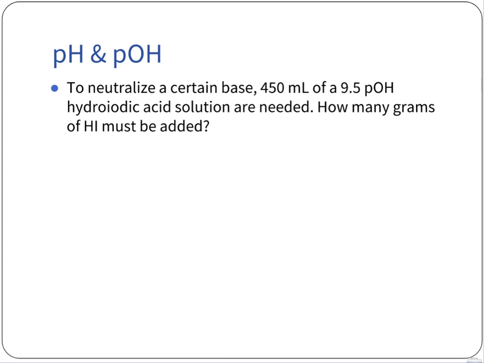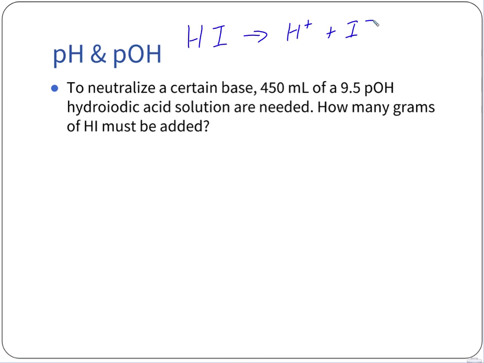So let's say we have another problem here. To neutralize a certain base, 450 milliliters of a 9.5 pOH hydroiodic acid solution are needed. How many grams of hydroiodic acid must be added? So let's go ahead and take a look here. So it's hydroiodic acid. That's going to be just HI. It's going to break down into H+ and iodide right there.